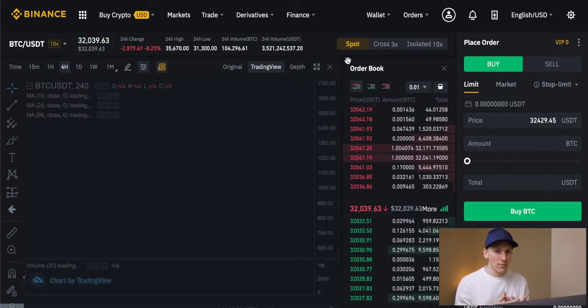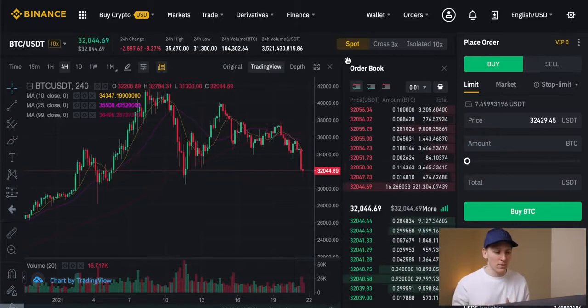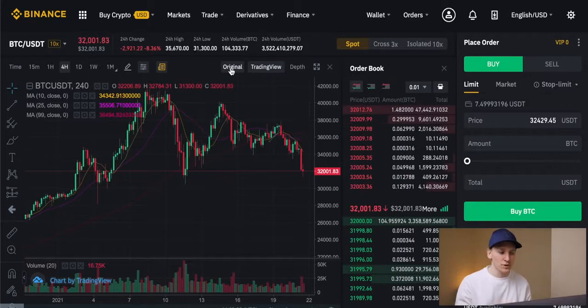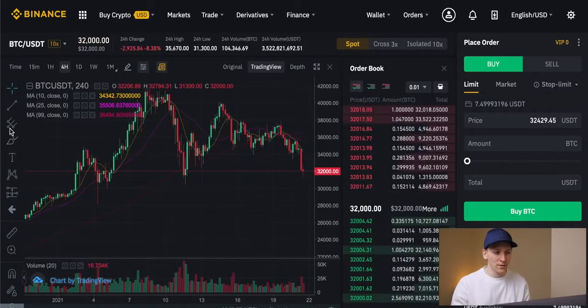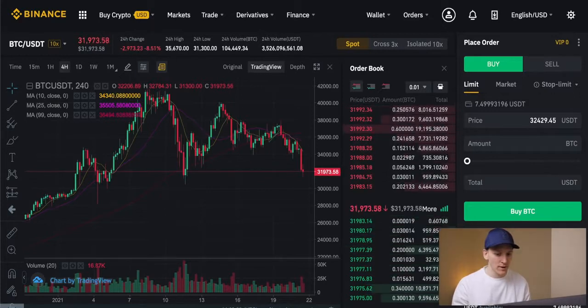And if you're not using Binance, if you're using something like Coinbase Pro, then you're going to have a similar layout. So they're not exactly the same, but the layout will be similar overall. But the first thing we're going to do is just look at the chart and how to read it. So on Binance, you have a few different options for the chart. You can have original, and that takes away all of the technical analysis drawings for you, or you can have trading view. So I want to look at trading view first.